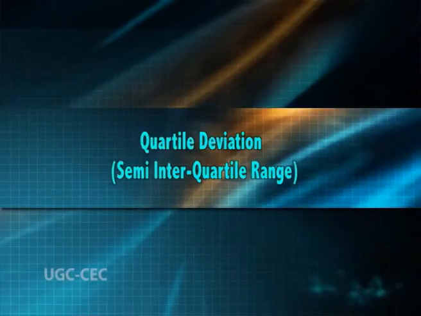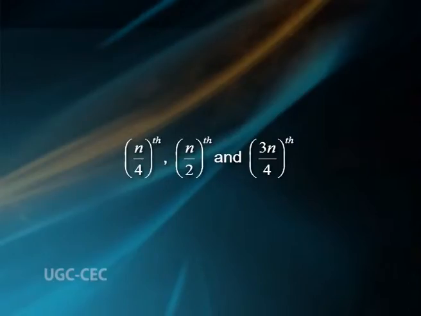Quartile deviation or semi-interquartile range. Quartile deviation of a set of observation is a measure of dispersion among themselves. Quartile deviation is based on the partition values quartiles. If there are n observations given in the form of raw data, arrange the observations in ascending order of magnitude. The observations coming in the n by 4th, n by 2th and 3n by 4th position are respectively called the first, second and third quartiles, denoted by Q1, Q2 and Q3.